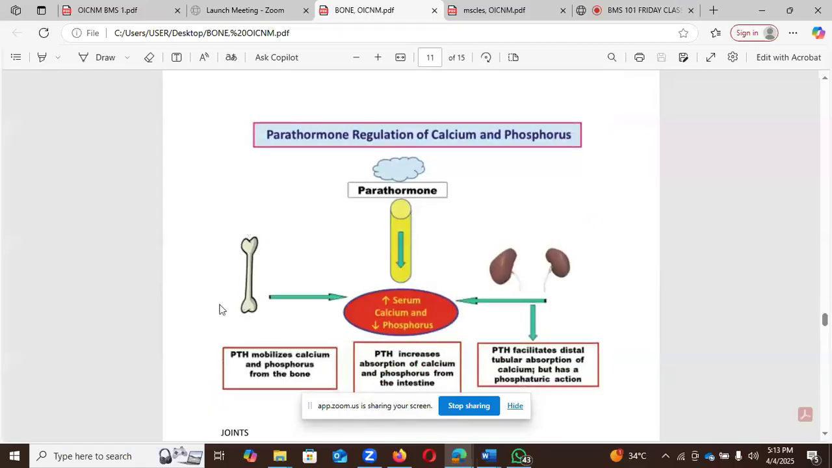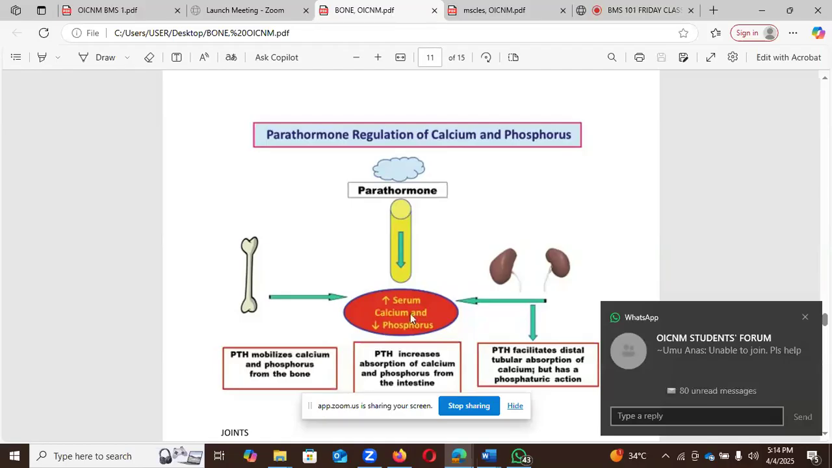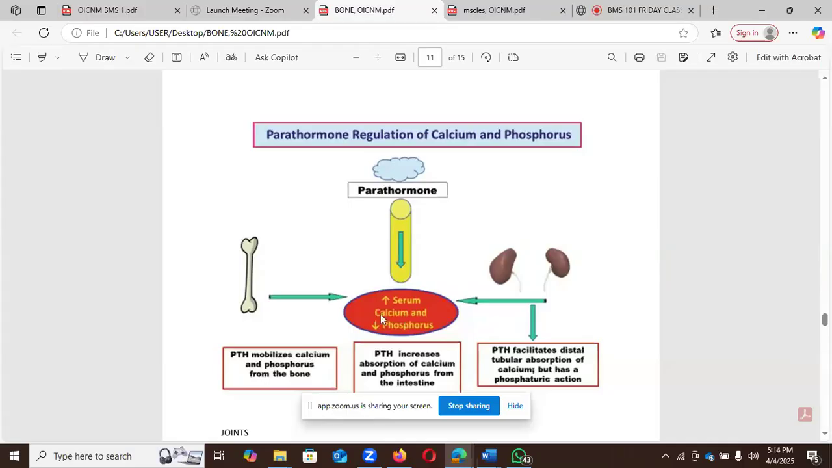We're talking about the bones. One of the functions of bone is mineralization of the body. The bone stores minerals. And what are the minerals? It stores calcium and phosphorus. So calcium and phosphorus can be derived from bone. This is the blood, and you have the calcium and phosphorus.